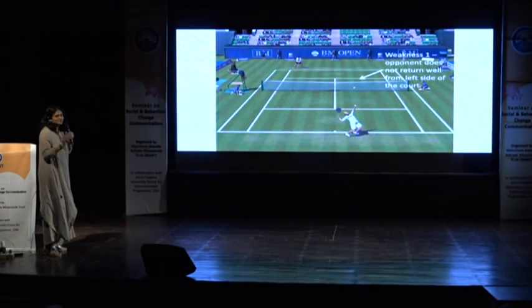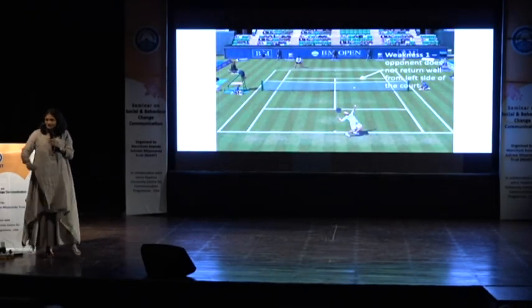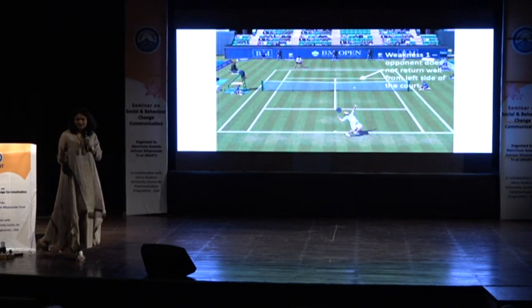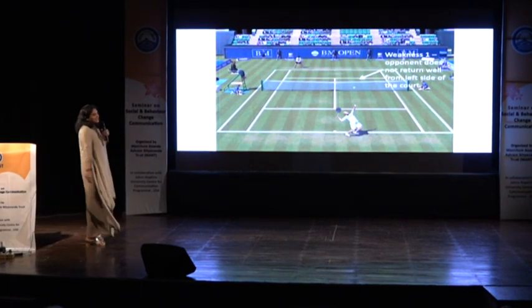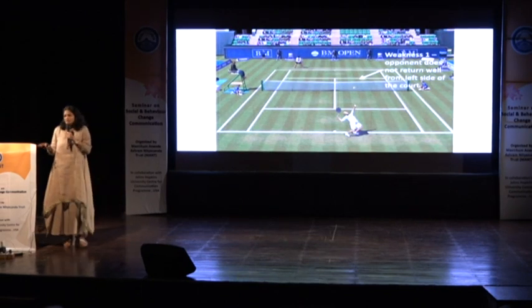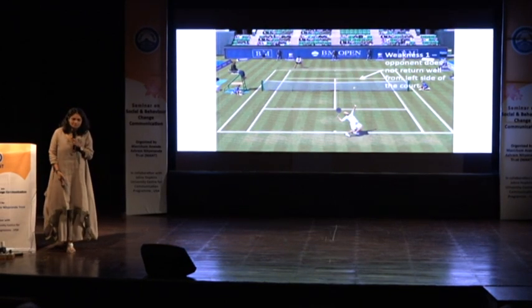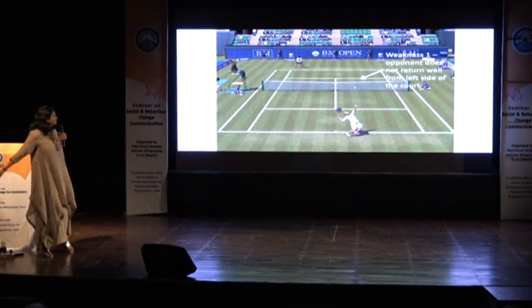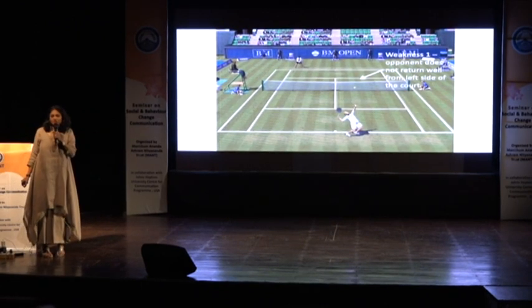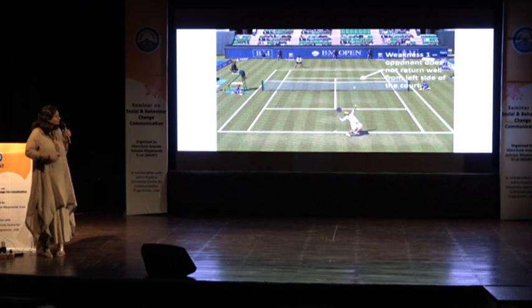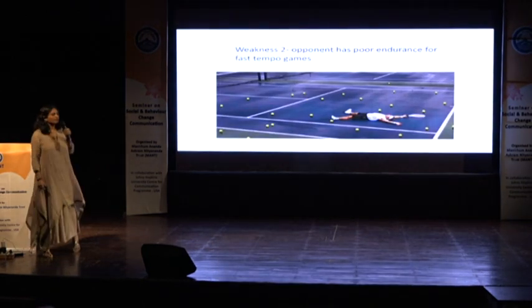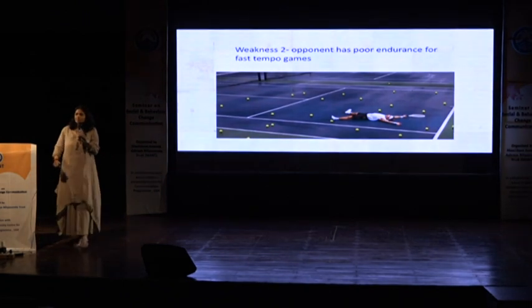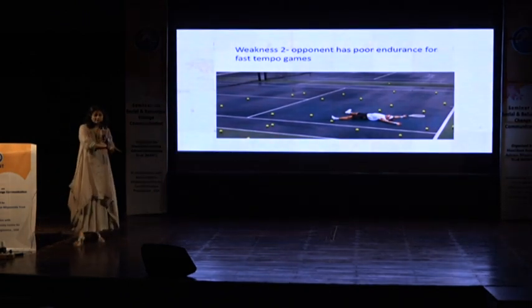So I'll explain it through a simple tennis example. Everybody likes tennis? Yes. There are tennis players in this room. So, what if I'm number 2 in the country? I want to beat number 1. Okay? The opponent, I have to look at the weaknesses of the opponent. First I study. The opponent doesn't return well from the left side of the court. Second, the opponent has poor endurance for fast-paced games. So there's 2 weaknesses that my opponent has.